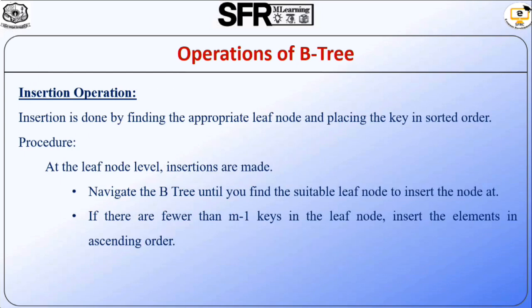So next we go to the insert operation of a B tree. Insertion is done by finding the appropriate leaf node and placing the key in sorted order. At the leaf node level, insertions are made. To place an item into a B tree, the algorithm is as follows. Navigate the B tree until you find the suitable leaf node to insert into. If there are fewer than m-1 keys in the leaf node, insert the element in ascending order.